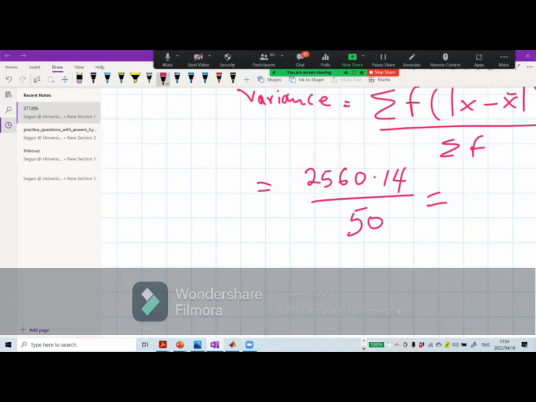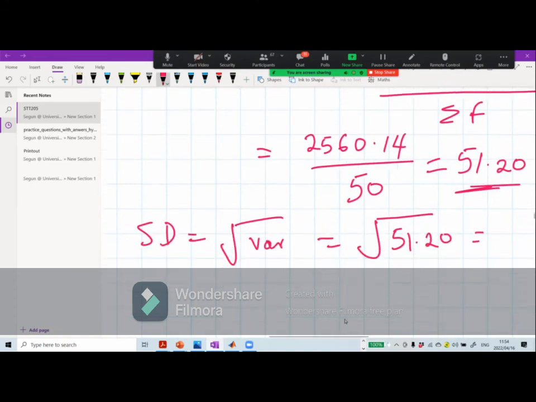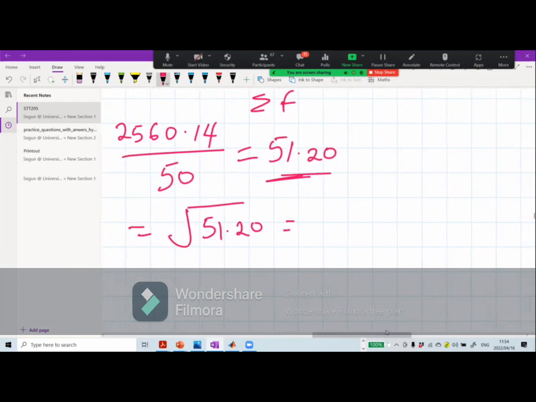Okay, what's the answer for this? 51.20. Okay, that's your variance. So standard deviation will be the square root of variance, which is square root of 51.20. What is it? 7 point what? 7.155.